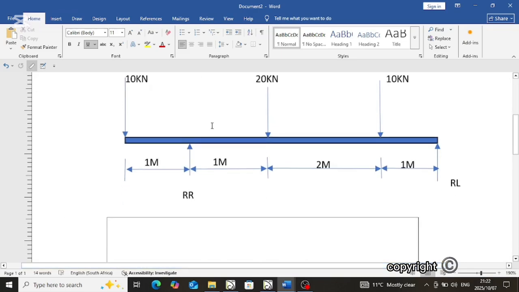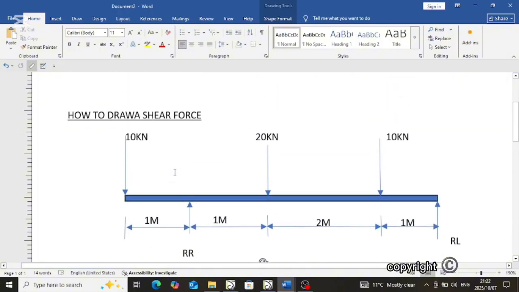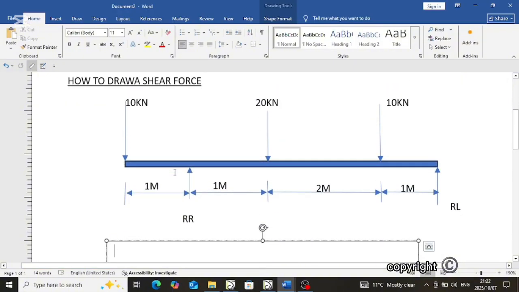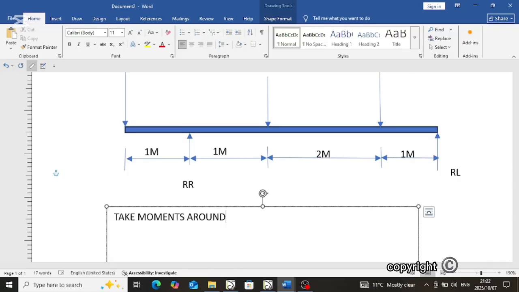So RL and RR. Let's start to identify the clockwise forces and anti-clockwise forces. I'm having 20 kilonewton and 10 kilonewton, which are on the right of RR, and then a force which is on the left of RR. When we calculate, we take moments around one of the reactions. Now let me take moment around RL to find RR.